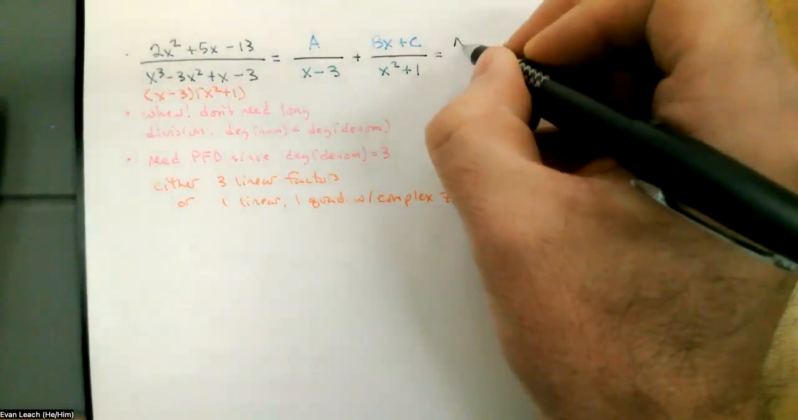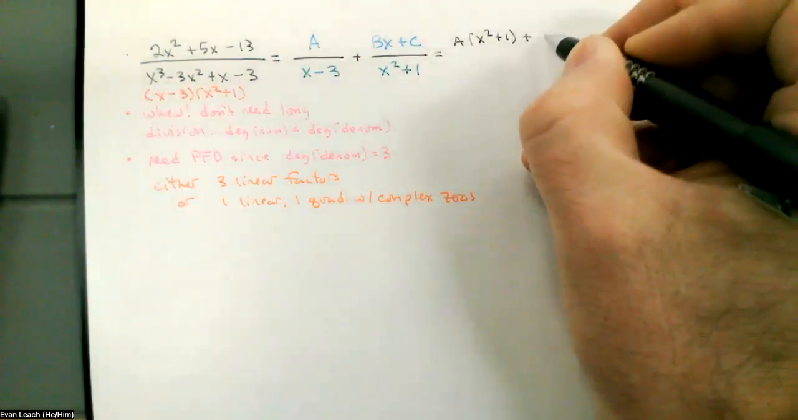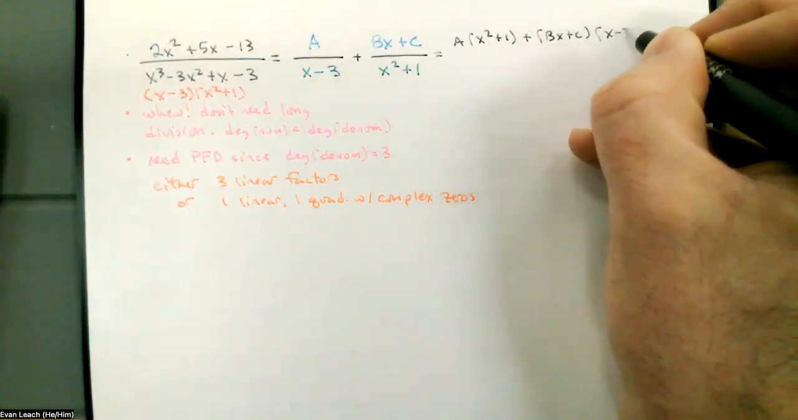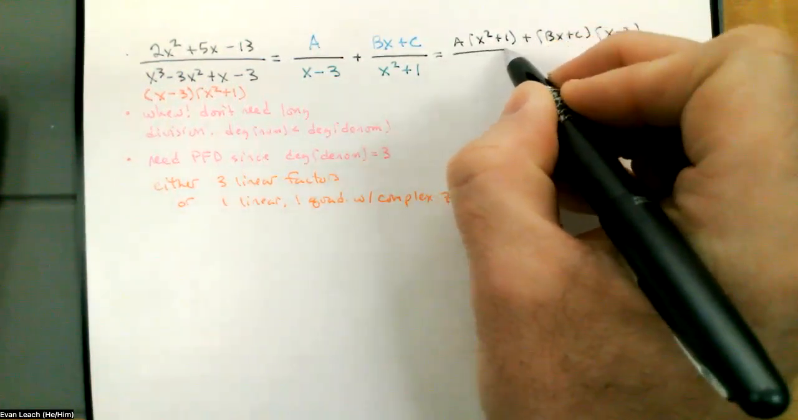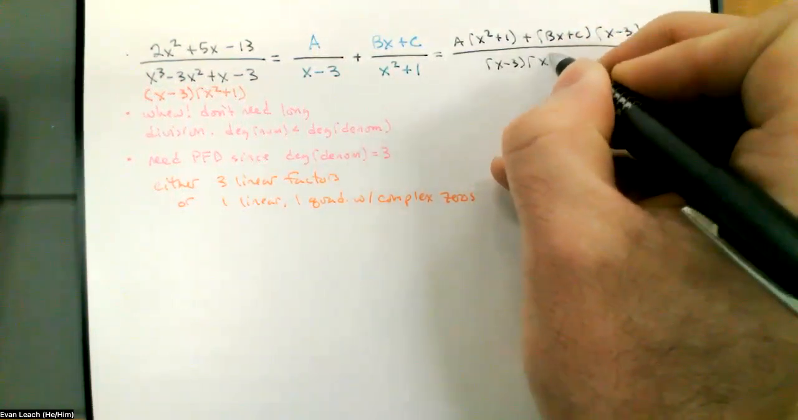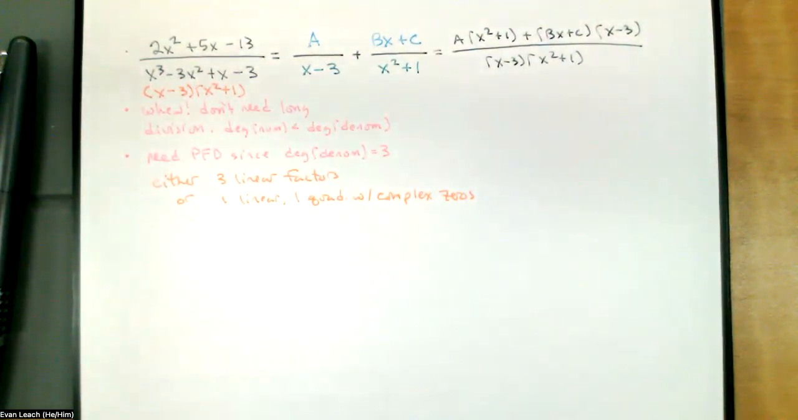Solve A times (x squared plus 1) plus (Bx plus C) times (x minus 3).